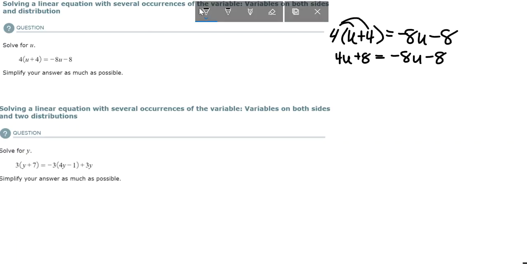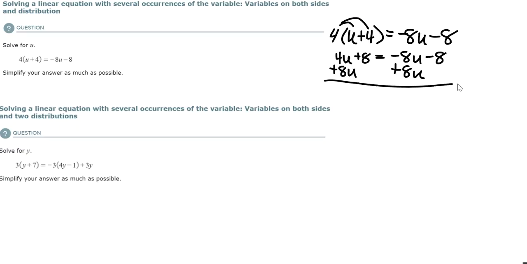Next, I need to get my variables on one side of the equation and my constants on the other side. There are multiple directions, so I could move either direction, but I like to keep things positive, so I'm going to move the 8u so that I can add it. And that gives me on this side 12u's plus 8. And on the other side, that leaves me with negative 8.